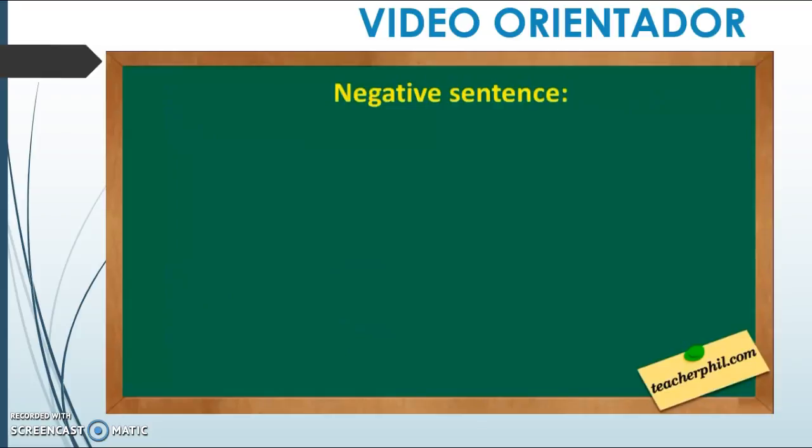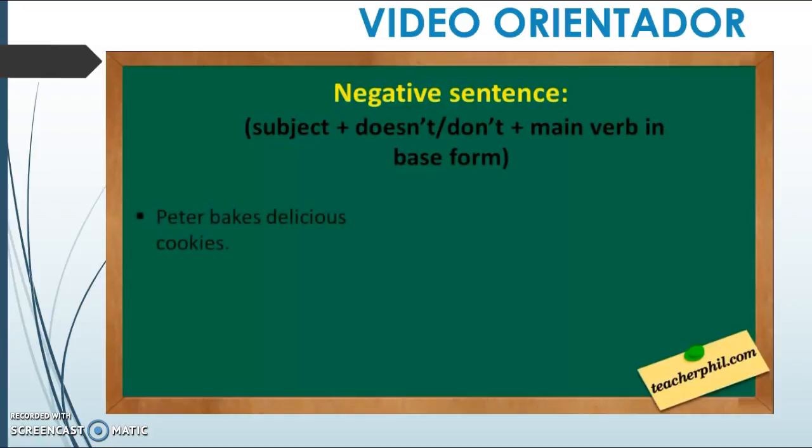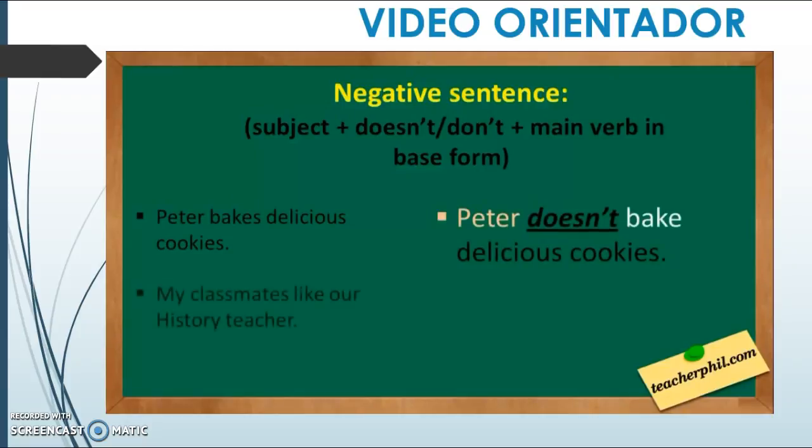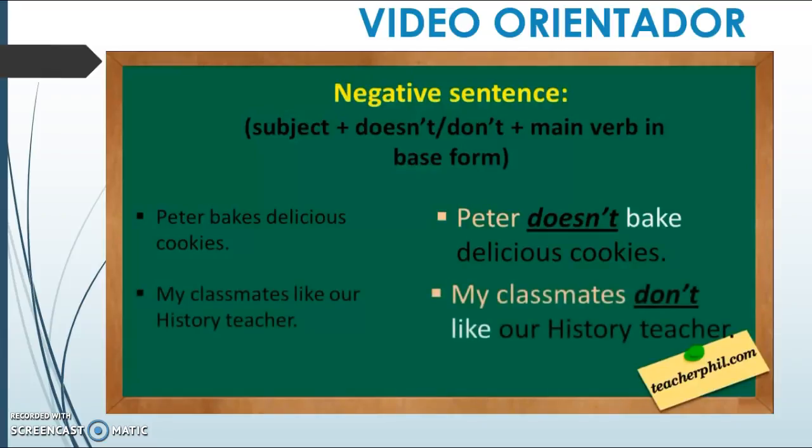For the negative sentence, the pattern is subject plus doesn't or don't plus main verb in base form. Examples: Peter bakes delicious cookies. Peter doesn't bake delicious cookies. My classmates like our history teacher. My classmates don't like our history teacher. If you notice, the main verbs in these sentences are all changed into their base form: bake and like.